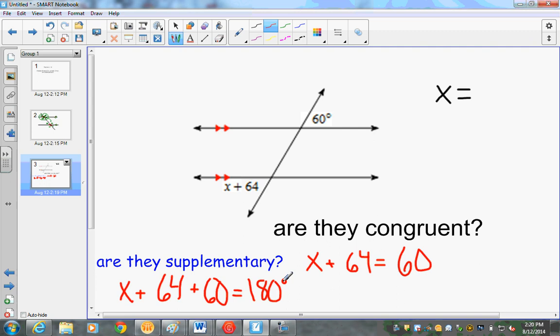Okay. Now, 180 degrees, that's the definition of supplementary, is when you have 2 or more angles that add up to get to 180 degrees. So there's my 2 questions. Are they congruent or are they supplementary? Okay. Now, some of you guys might be able to pick it up off the spot really quick, but some of you guys are going to have to look and just kind of think about it.